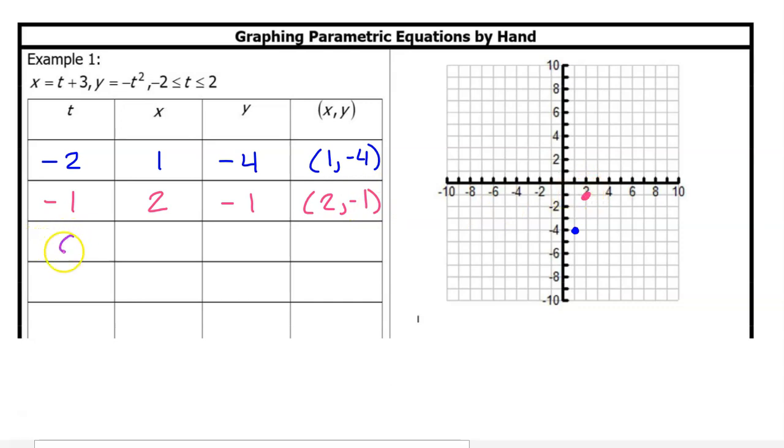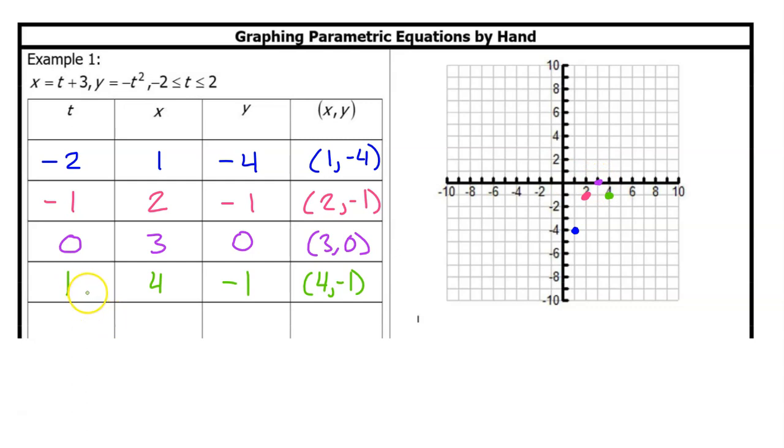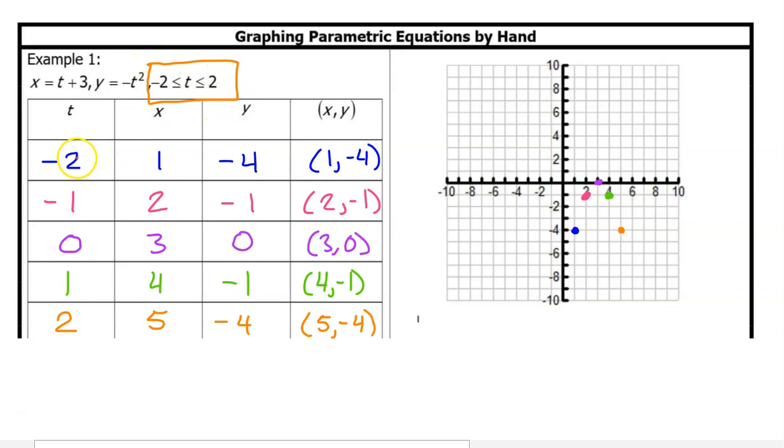What happens when t equals 0? Well, in that case, x is simply equal to 3, and y will be 0. So we get the point 3 comma 0, which is right here. Similarly, when t equals 1, x is 4, y is negative 1, so we have the point 4 comma negative 1, which is right here. And finally, when t equals 2, we get the point 5 comma negative 4, which is here. By the way, notice I am respecting this domain that we were given. That's why I picked values of t between negative 2 and positive 2.